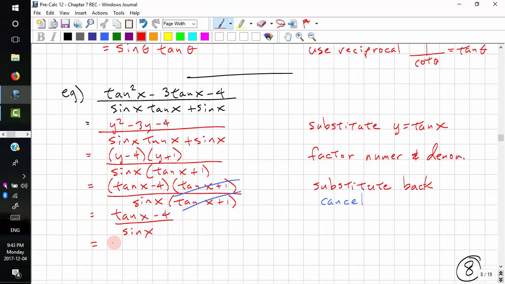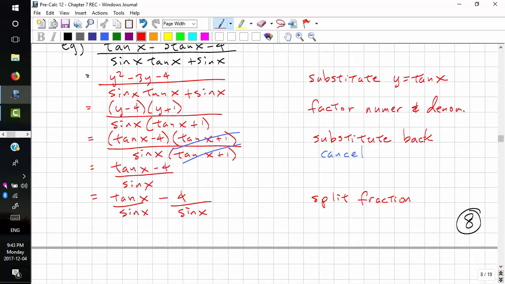And we want to split this up. Tan x over sine x minus 4 over sine x. And we're splitting the fraction. And again, we're using the distributive property.